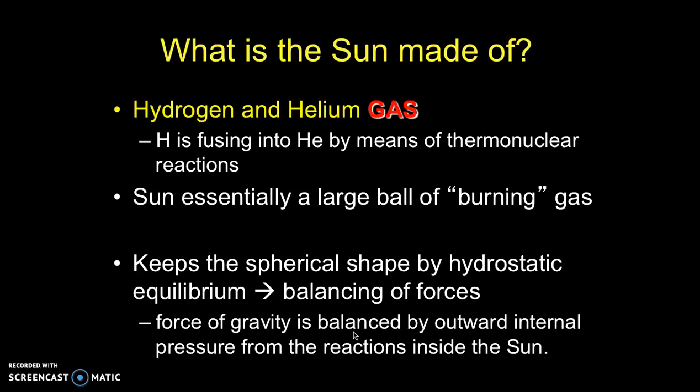So how does that ball of hydrogen gas keep its shape, right? It's a spherical shape. The sun is a sphere. Well, it keeps that shape by what's called hydrostatic equilibrium. So you can think of this simply as the balancing of forces. So in general, the sun doesn't undergo any kind of dramatic changes. Okay, it doesn't shrink a lot or grow very big over small amounts of time. So it's all about pressure and balancing of forces. So the force of gravity pulling down on the gas is balanced out by the outward internal force pushing outward from the pressure of the reaction inside the sun.